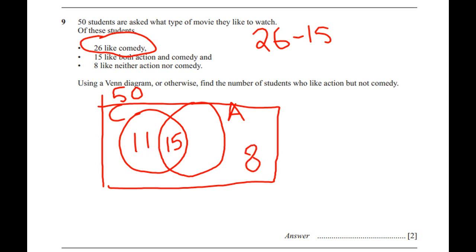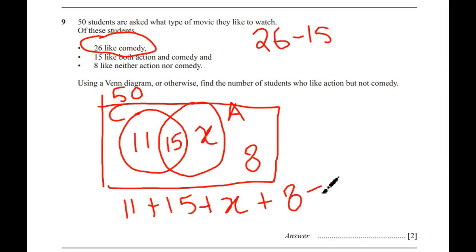Use a Venn diagram, otherwise find the number of students who like action but not comedy. So this region is being asked, number of people in this region. So let's call it X. Now the sum of all these should be 50. So X will come out to be 16.